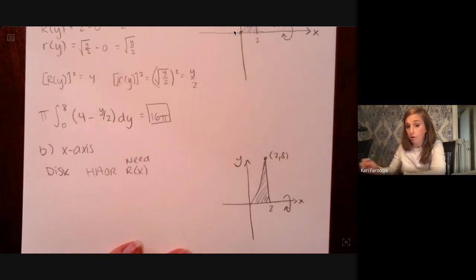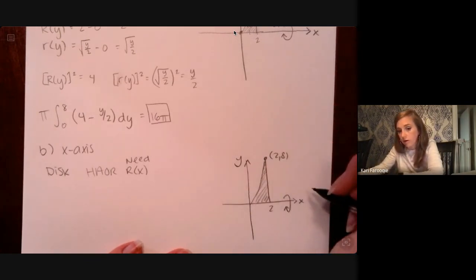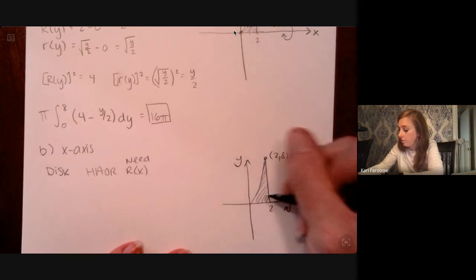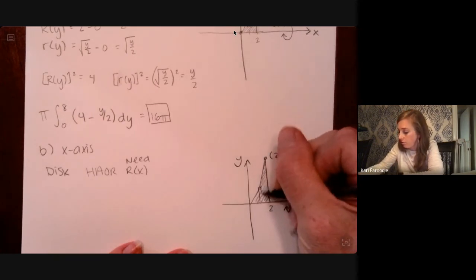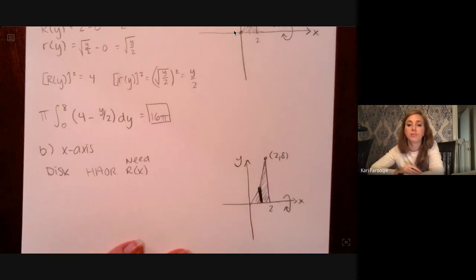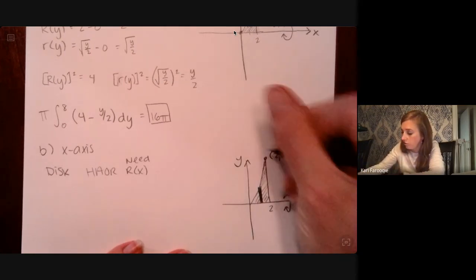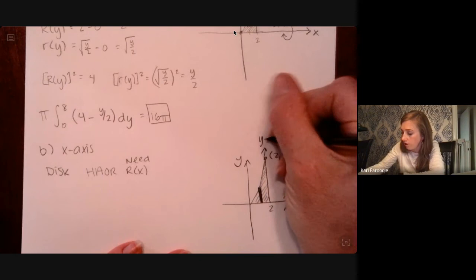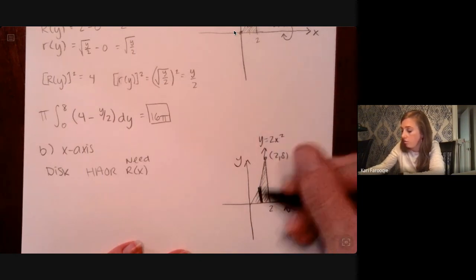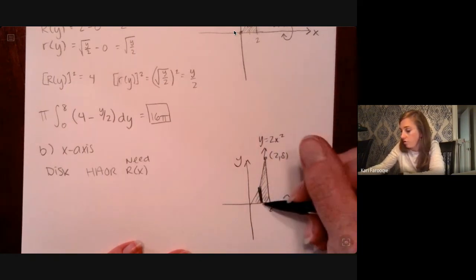If I need my R of X, remember we're drawing our rectangle perpendicular to the axis of revolution. That means it looks kind of like this. And we're looking for the height of that rectangle to find R of X. And the height of the rectangle is just the function definition. This is y equals 2x squared. So no matter what, it's always going to be this high.